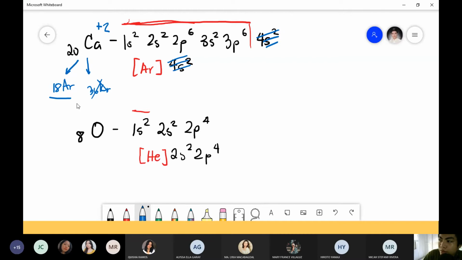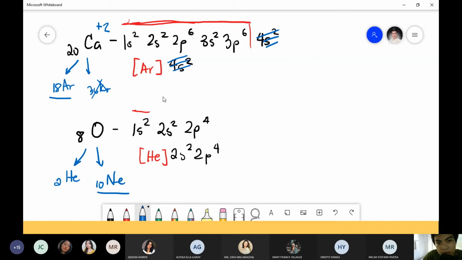Now let's take a look at oxygen. Oxygen needs to be stable as well. The nearest noble gases for oxygen are helium and neon. Just like calcium, oxygen will face the same dilemma: which of the noble gases is nearest to oxygen? Obviously, that's neon. So oxygen will need to accept two electrons. Where will those two electrons come from? Those two electrons will come from the calcium, because keep in mind that calcium released electrons to be stable.